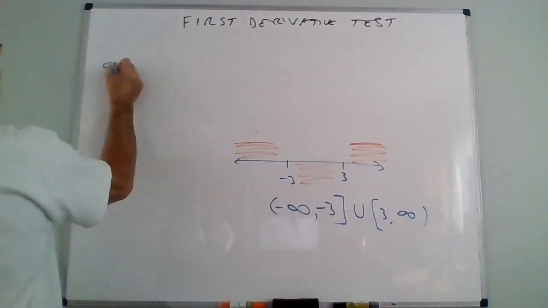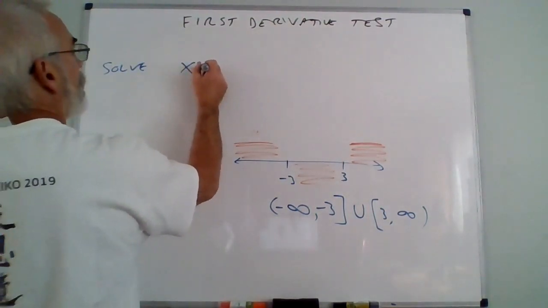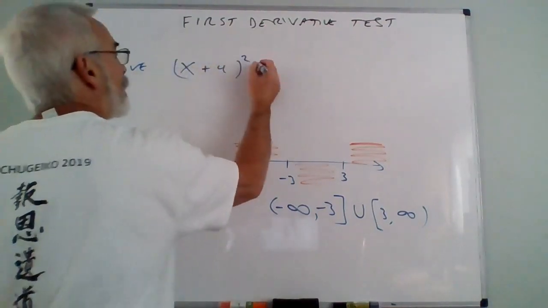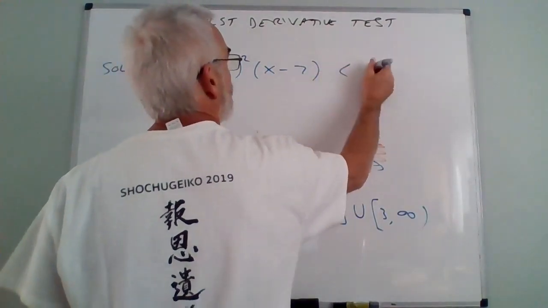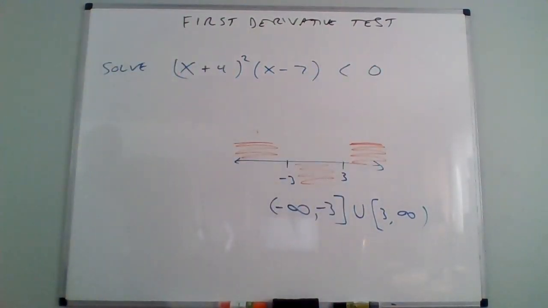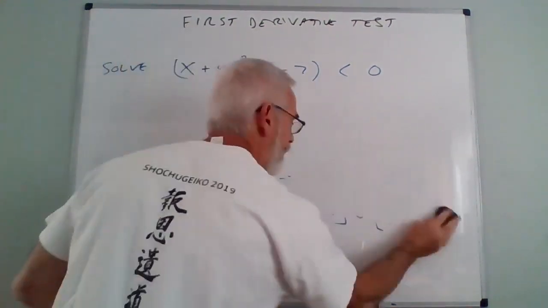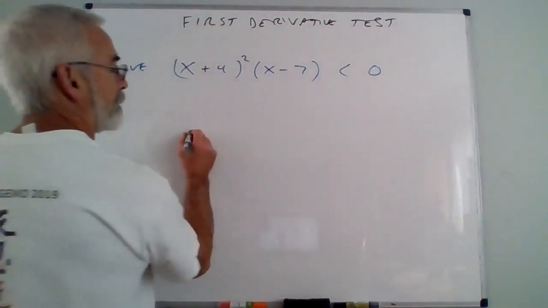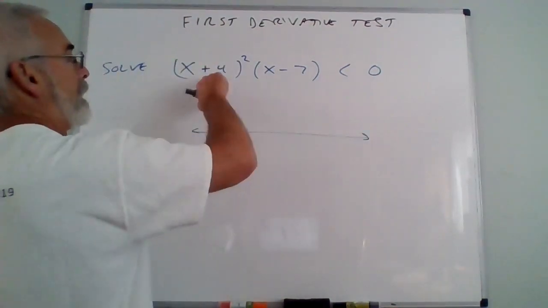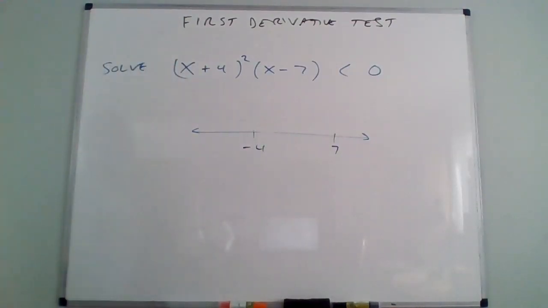Let's say I wanted to solve, and let's say it's already factored. I've got x plus 4 quantity squared times x minus 7, and I want that to be strictly less than 0. Okay. Well, I start the same way. I make a number line, and the only thing I'm interested in is where on my number line it's positive, negative, or 0. So on my number line, I'm going to be 0 at negative 4 and positive 7. So I've got 3 intervals, and we'll pick a value in each interval.